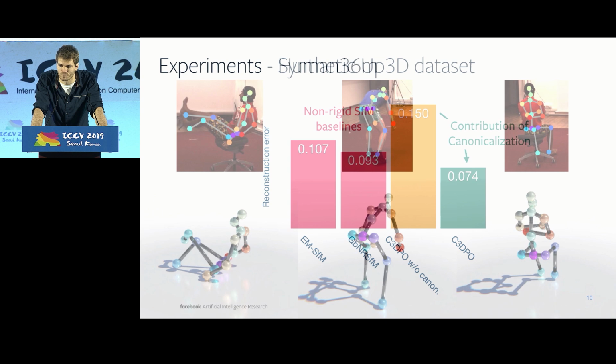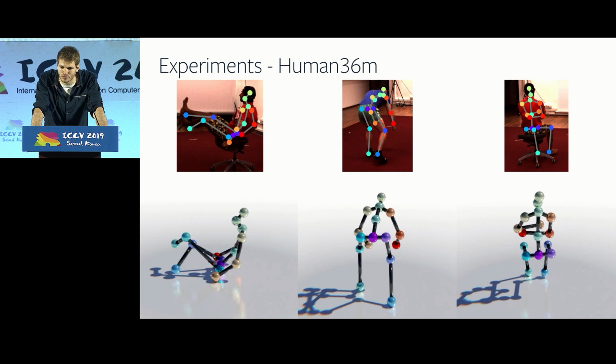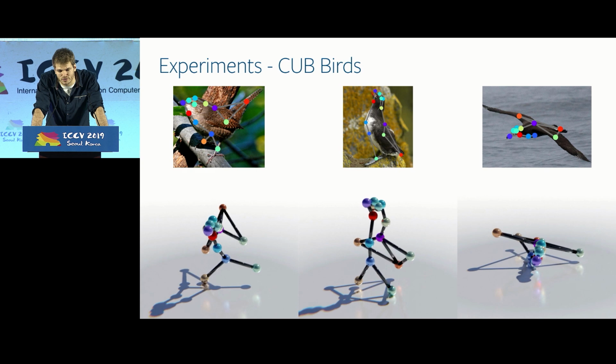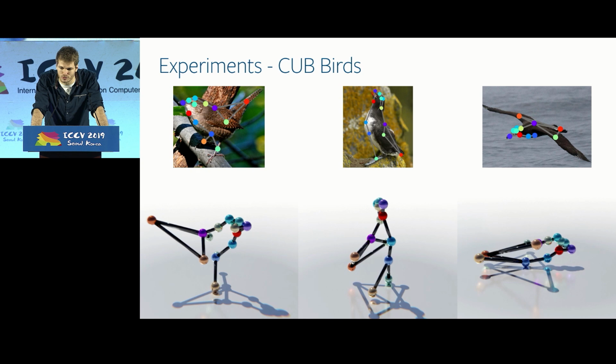These are some qualitative results on lifting human skeletons. So the top row are the input key points. The bottom row is the lifting. We have also experimented on CUB birds. And recall that there was not a single 3D annotation used for producing these results.